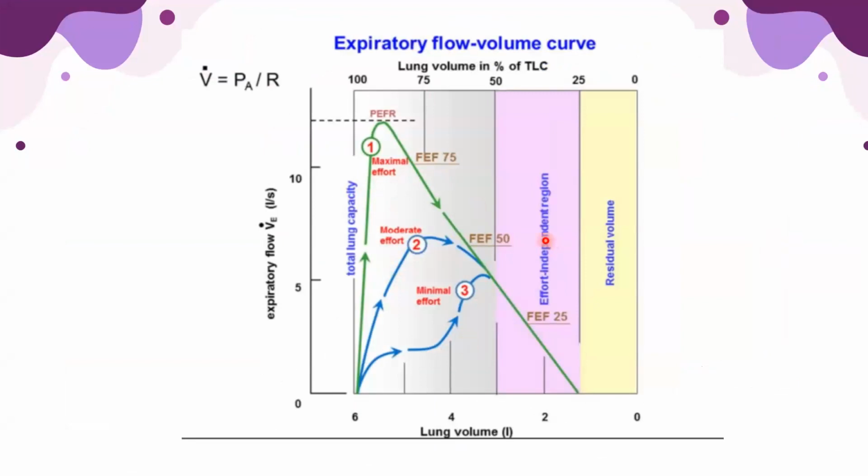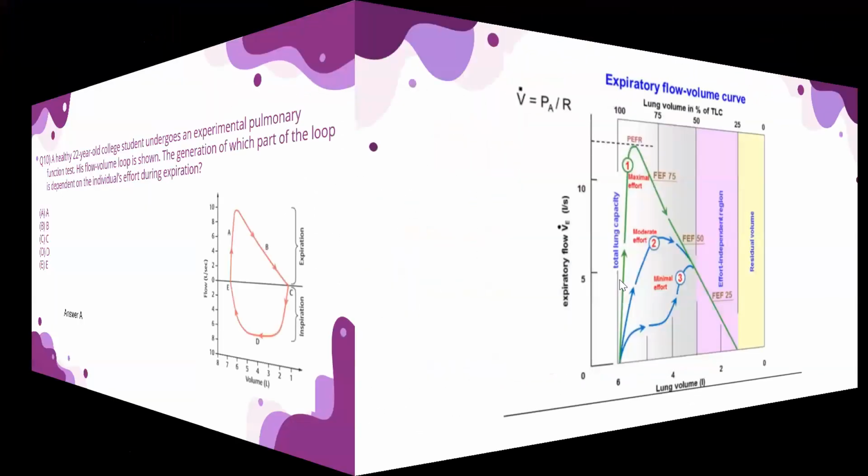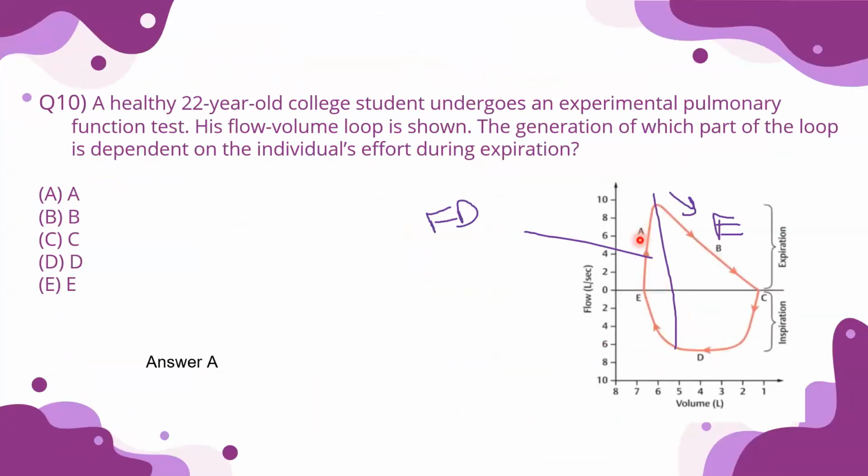However, here, we're not looking at how much effort they can put, because everybody can't put in effort in this region. It's not possible. You lose that effort. So you can only put effort in the beginning part of the flow volume curve. If you want, you can basically ignore the bottom part of this graph in this question. Just look at the expiration right now.